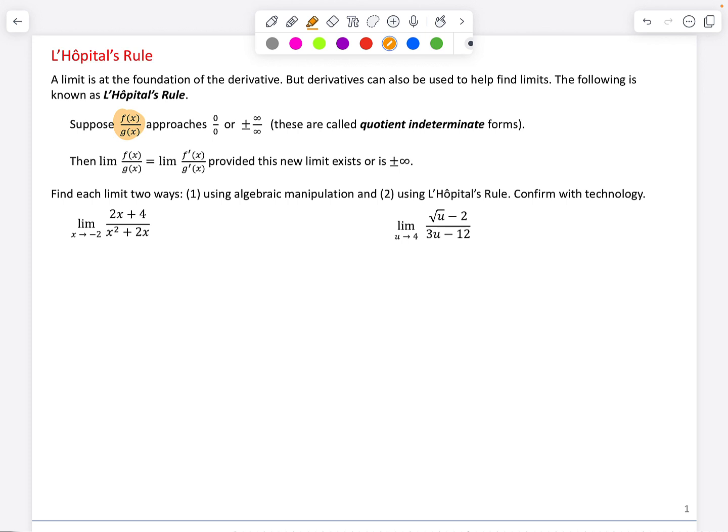If your fraction of functions approaches one of these two forms, then the value of this limit will be equal to the same limit but of f prime over g prime, provided this new limit exists or is plus or minus infinity. Let's see this put to use.